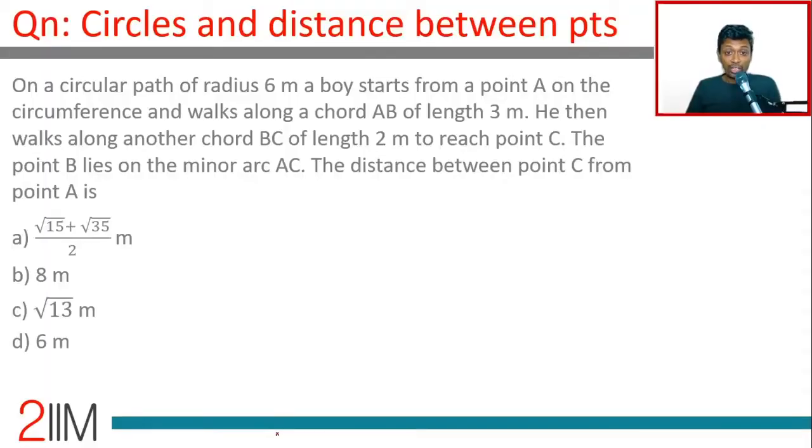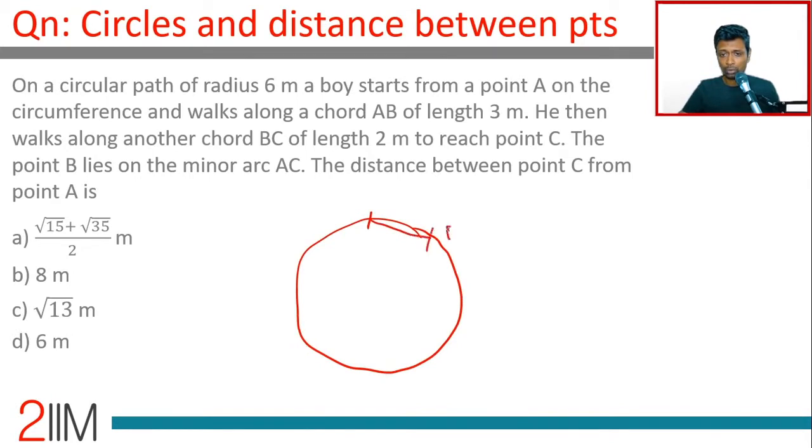On a circular path of radius 6 meters, the boy starts from a point A on the circumference and walks along chord AB of length 3 meters. So the radius is 6. He starts at A, goes to B. This is 3 meters, half the radius.